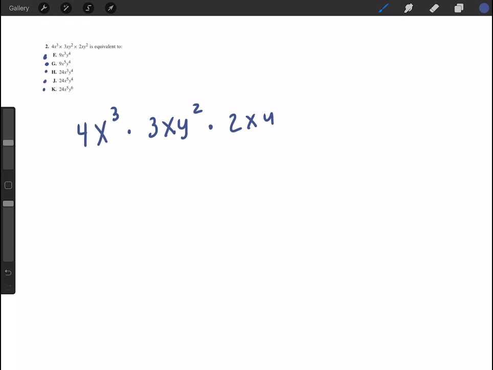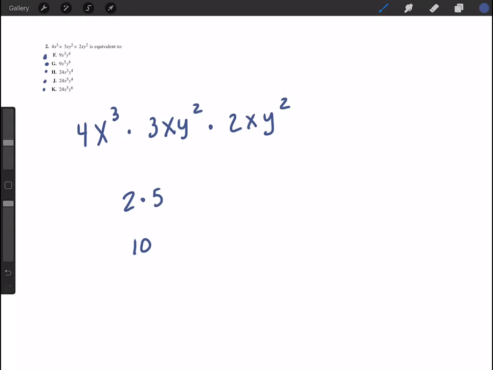multiplying times 2xy squared. And this confuses a lot of students, and it's sad because it's really simple. Multiplying terms like these or expressions like these is very straightforward. Just think about the following. Let's say that you have 2 times 5. Now 2 times 5 is of course equal to 10, right?